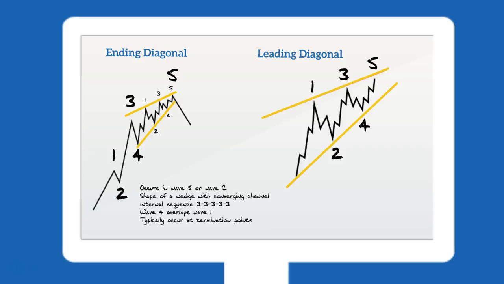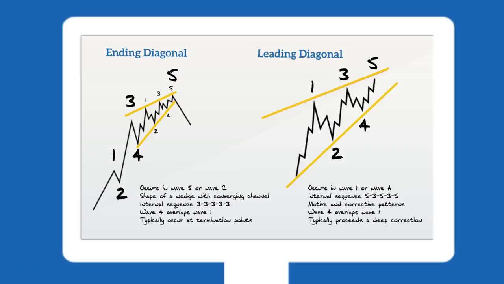indicating a change in direction. A leading diagonal occurs in wave 1 or wave A with the internal sequence of 5, 3, 5, 3, 5. The 5 subwaves are comprised of motive and corrective patterns as opposed to all corrective waves seen in the ending diagonal. Similarly to the ending diagonal, wave 4 always overlaps wave 1 and takes the shape of a wedge with a convergent channel. Leading diagonals usually precede a deep correction.